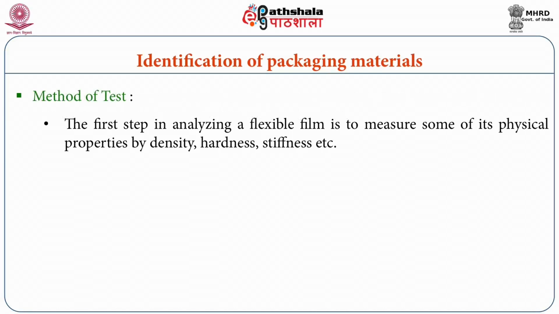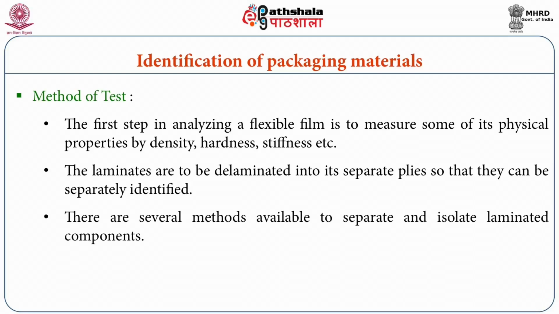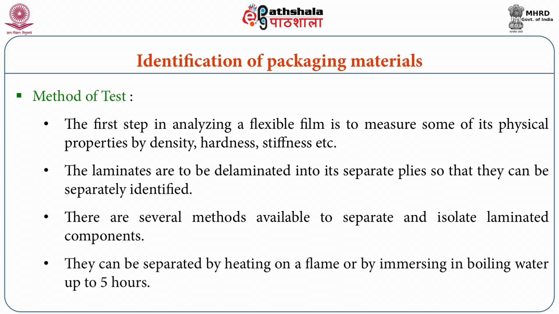For identification of film, the first step in analyzing flexible film is to measure some of its physical properties like density, hardness, stiffness, etc. The laminates are to be separated into their separate plies so that they can be separately identified. There are several methods available to separate and isolate laminated components. They can be separated by heating on a flame or by immersing in boiling water up to 5 hours.